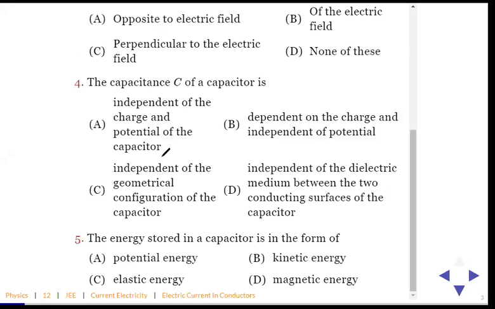The fourth answer is wrong, I guess. The capacitance of a capacitor is independent of geometrical configuration, this is wrong. It depends on geometrical configuration. It is independent of charge and potential of the capacitor. The answer is A. Fourth answer is A, not C. Okay? I guess everyone got this. So I guess this was a basic idea of what this chapter is all about.